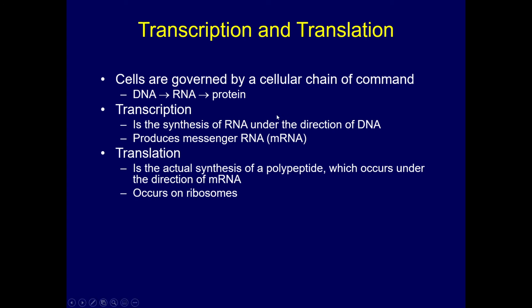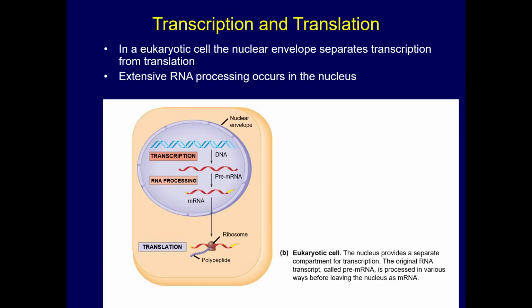So cells are going to be governed by this chain of command. DNA creates RNA, which is kind of like an instruction manual for a protein. So in transcription, you synthesize RNA under the direction of DNA, and then translation is where we take that RNA and we turn it into a protein. We're going to stop right here though, and we'll start doing transcription and translation next time.